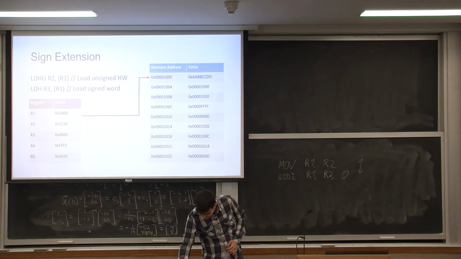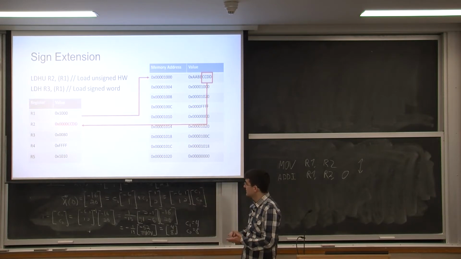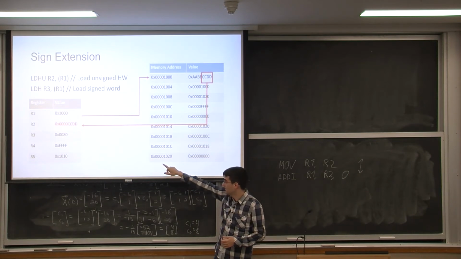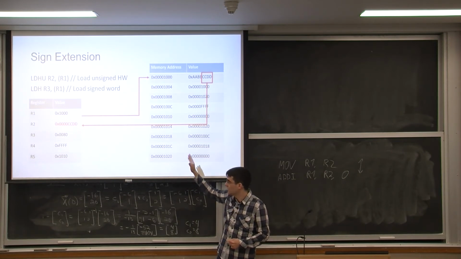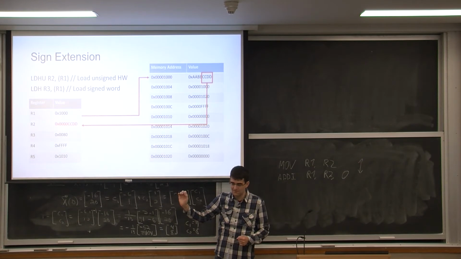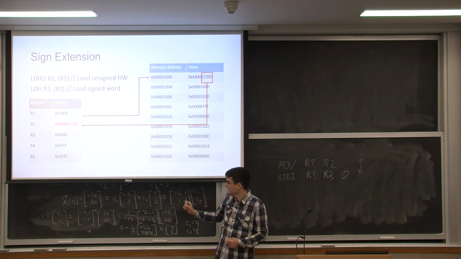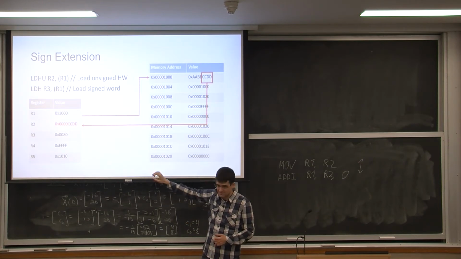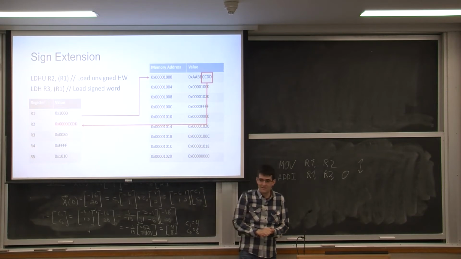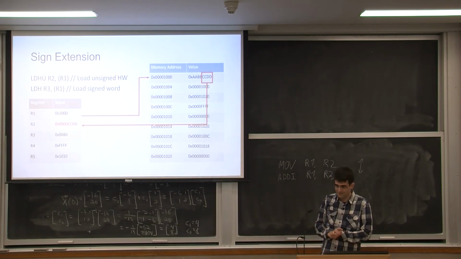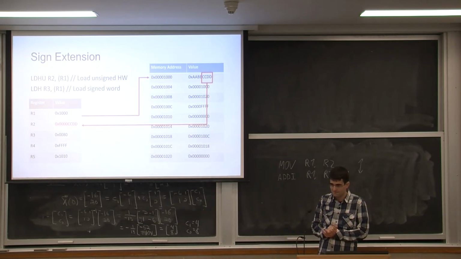Let's see what the first example was. The first one is unsigned. It's going to take the lowest 16 bits, put them into the register, and zero out the upper 16 bits. Always zero out. The registers are always 32 bits. So if you are reading 16 or 8, you need to convert them. Is that clear?